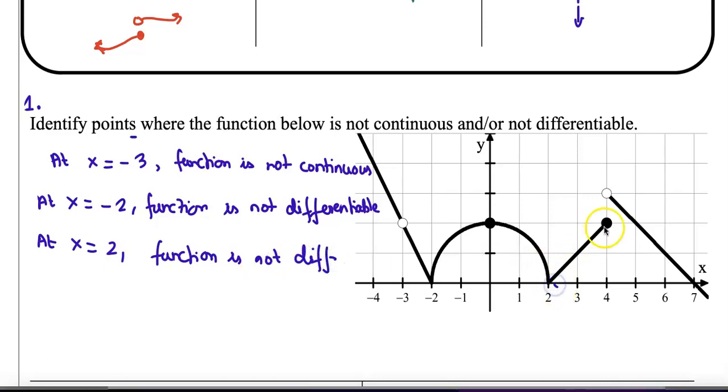Now I will keep on going over. Now you see at this point it is not continuous and it is not differentiable. I'll write over here at x equal to 4, the function is not continuous. There you go. So go ahead and copy these in your notebook and make sure to draw the diagram also. After this, we'll practice the next question.